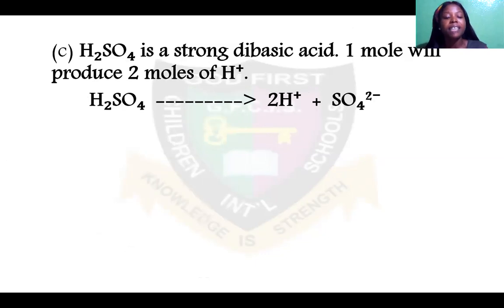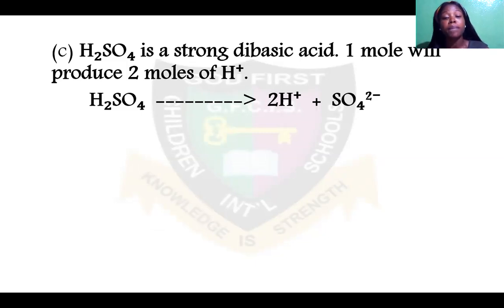Then for number C, we are asked to look for the hydrogen ion concentration and hydroxide ion concentration of H2SO4. Now, when H2SO4 ionizes, it will produce 2 moles of hydrogen ion, unlike hydrochloric acid, which produces only 1. Why? Because H2SO4 is a dibasic acid.